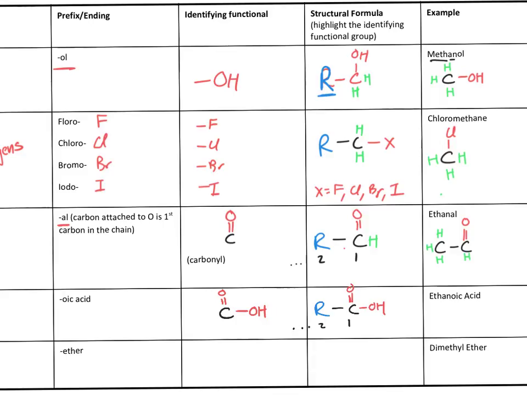Now, the ethanoic acid, the eth tells me it's a 2 carbon long chain. The AN tells me that the carbons are single bonded together. The oic acid tells me that on the first carbon, I'm going to add a double bonded oxygen and a hydroxide, and then I have to go back and add hydrogens so that every carbon has 4 bonds. So that's ethanoic acid. Another way to name that would be 1 ethanoic acid, but we don't generally do that because it's always on the first carbon.